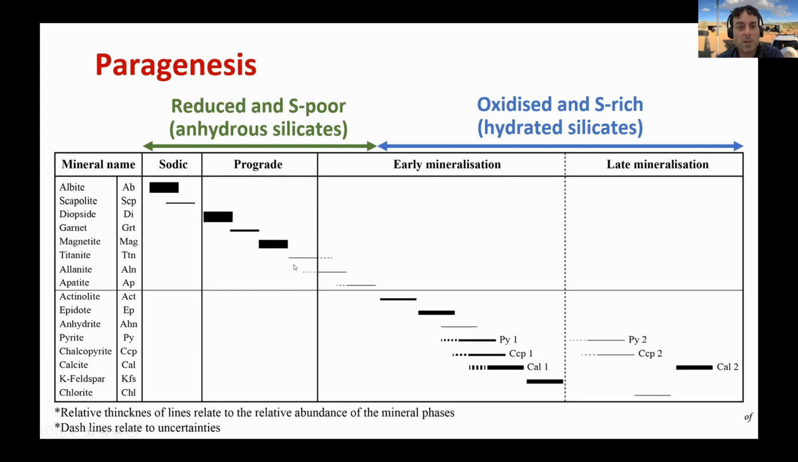This is followed by a more oxidized and sulfur-rich stage, in which we see the appearance of hydrated silicates. You start to see a bit of apatite, actinolite, epidote, and there's anhydrite that we've seen around as well, along with pyrite, chalcopyrite, calcite, K-feldspar, and chlorite. I just noticed on this slide that the boundary between the reduced in green and the oxidized in red should be where the prograde line is, so just a bit more to the left.